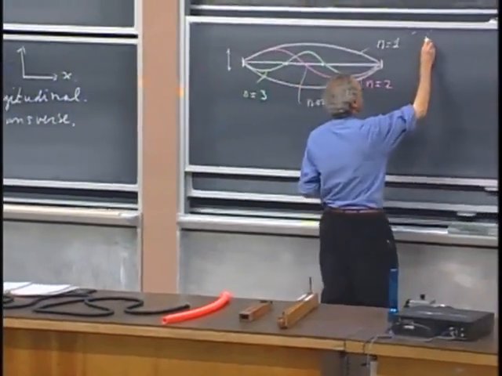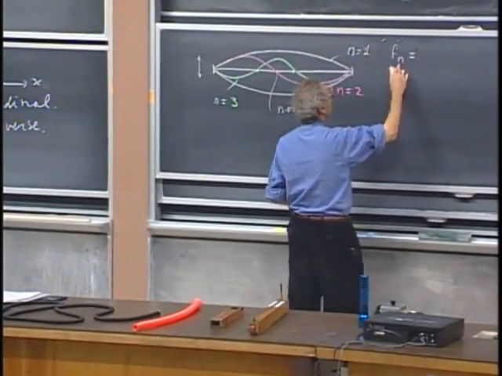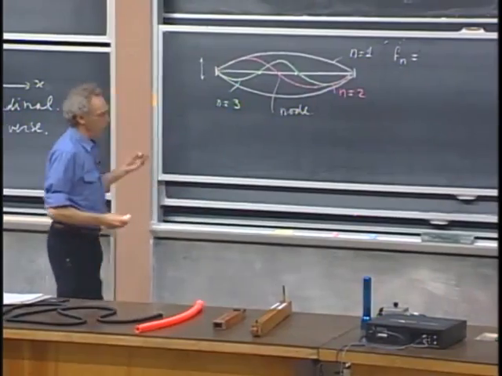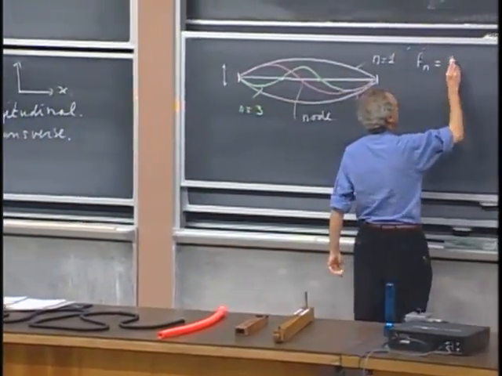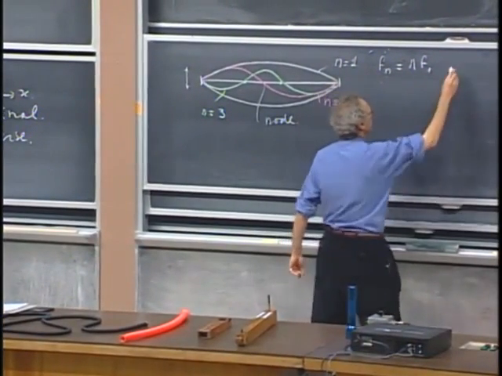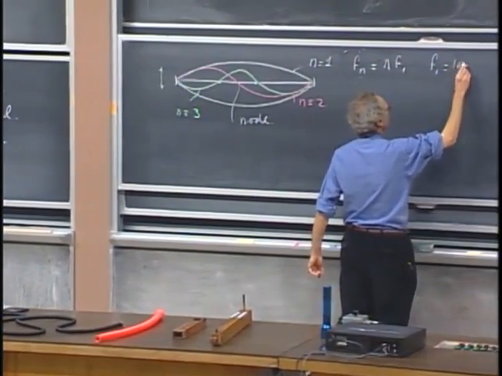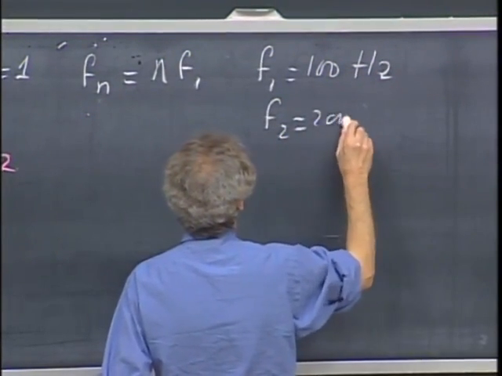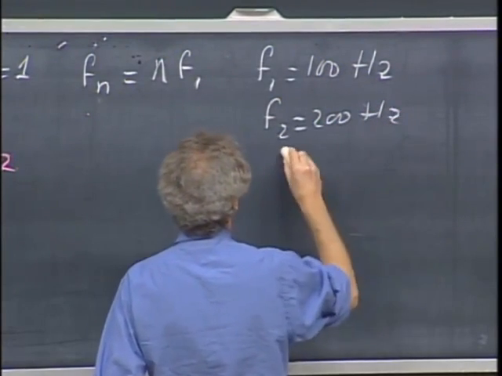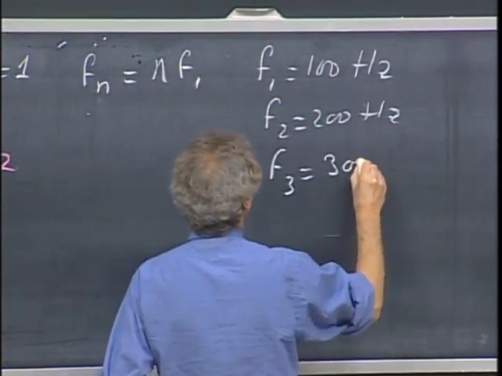The frequency that I generate, I call that f of n, where n is an integer, it could be 1, 2, 3, or 4, is linear in f1. In other words, if f1 were 100 hertz, then f2 would be 200 hertz, and f3 would be 300 hertz.